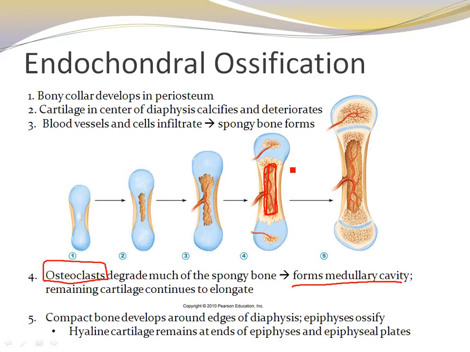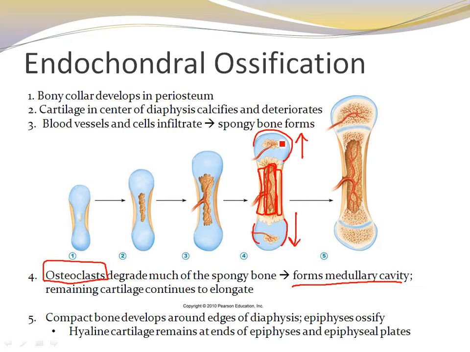Notice also they're starting to show you here on the diagram that around the edges of the long bone, remember along the sides of the diaphysis, you have compact bone that's forming there. The cartilage tissue continues to elongate. Okay, the cartilage tissue is actually the tissue where the cells are dividing and growing. Okay, so that process continues.